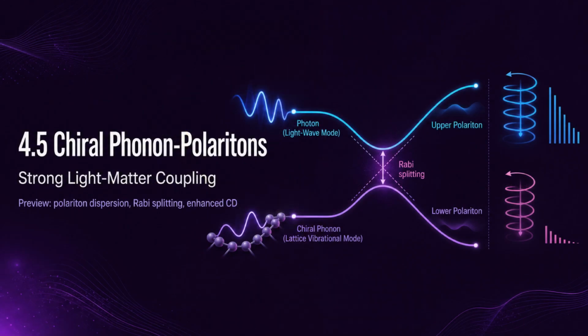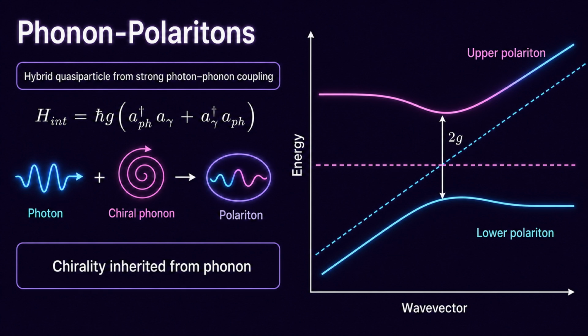Let's examine chiral phonon polaritons, hybrid quasiparticles arising from strong light-matter coupling, where the phonon chirality is transferred to the photonic component. Phonon polaritons form when photons and phonons hybridize through strong coupling. The coupling Hamiltonian includes phonon and photon terms plus an interaction term with coupling strength G when the phonon carries angular momentum. The resulting polariton inherits chirality. This creates a hybrid excitation with both photonic and phononic character, combining the advantages of both.